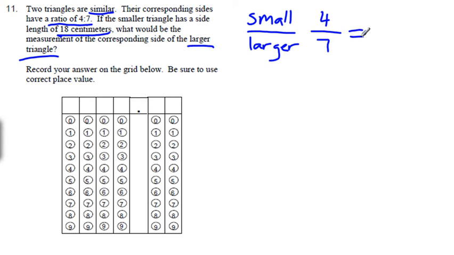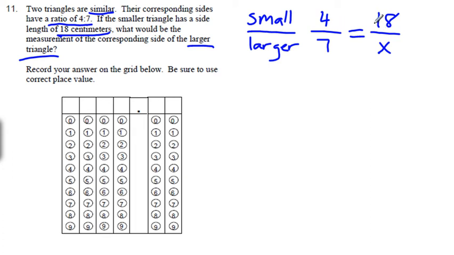So we set that equal to, and it says the smaller triangle has a side length of 18, so that 18 has to go with the small, so it's got to go up top. We want to know the larger triangle, so that would be x. Okay?